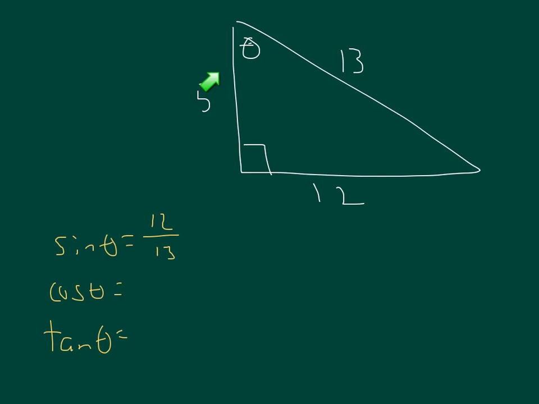So cosine theta, take a second, think about what that would be. Well, I hope that you're thinking it's going to be 5 over 13. And finally, tangent of theta. Tangent is opposite over hypotenuse. Opposite is 12. And adjacent, I think I might have said hypotenuse, but opposite over adjacent, 12 over 5. There are our trig functions.